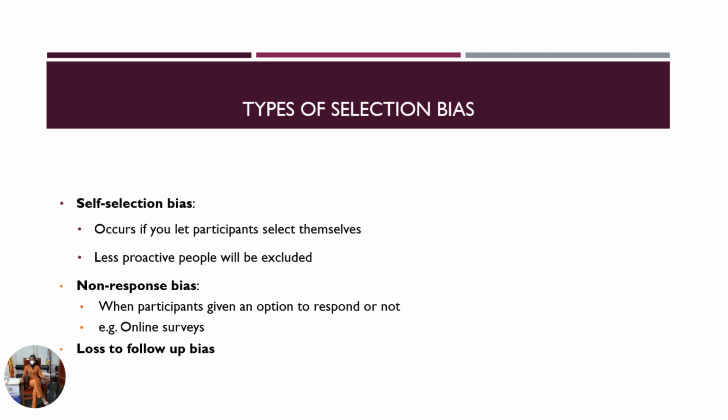Then you have loss to follow up bias, which normally occurs in cohort studies. In cohort studies, you have the people who are exposed and then the non-exposed. Then you're following up these participants for a given period of time to see whether they will develop the outcome. But during the time of follow-up, you realize that you lose some of the participants we are following up, maybe because they shifted to a new location. So that is loss to follow up bias.